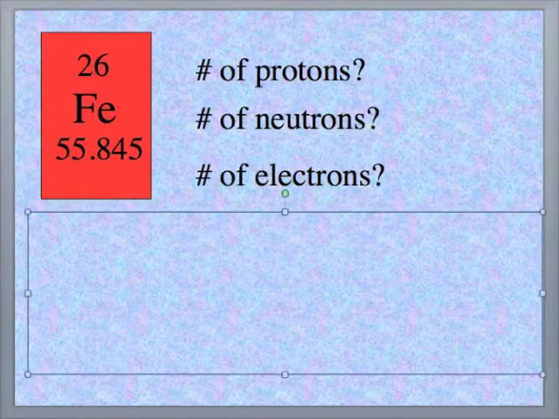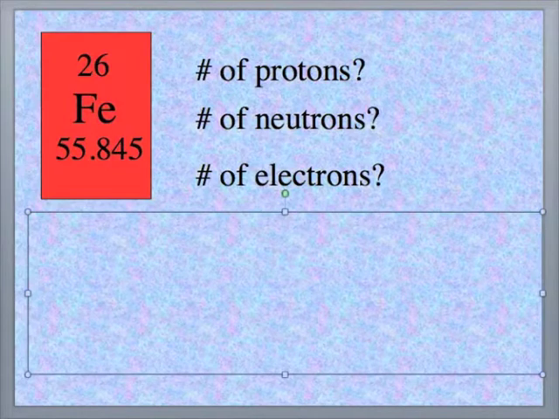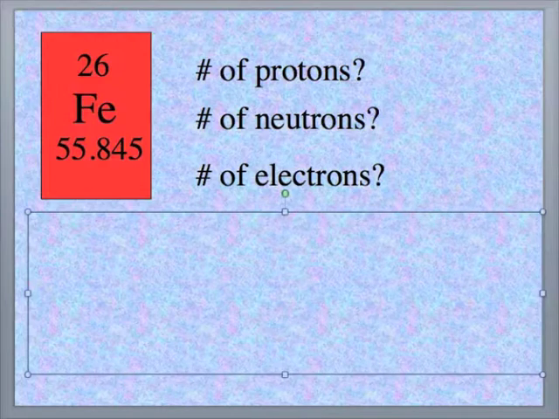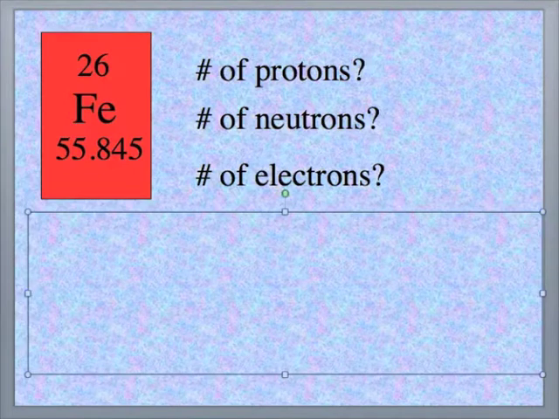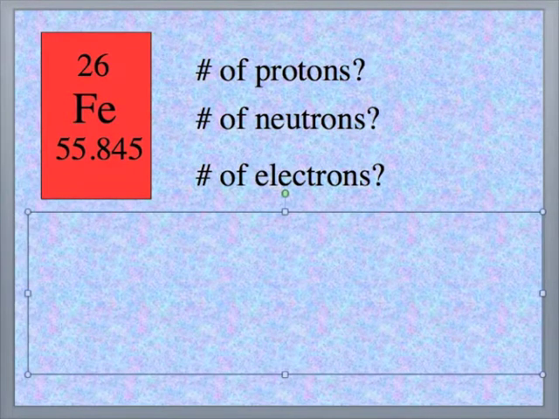Now, when we look at a periodic table, which has all the known elements organized in a very useful way, we might see, for example, iron represented with a 26 and then a 55.845. This is information you can use to determine the number of protons, the number of neutrons, and the number of electrons in the iron atom. So here is how you would go about doing that.